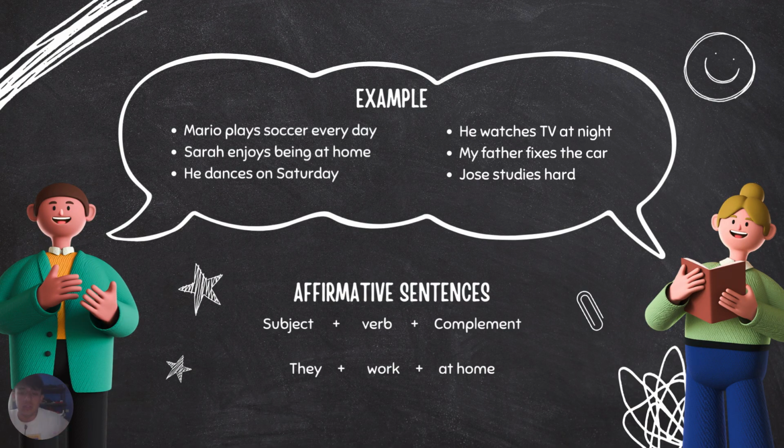So when we talk in the affirmative, we must remember the third person rule for he, she, or it. We add s, es, or ies to the verb. For example, he watches TV at night. My father fixes the car, or Jose studies hard.